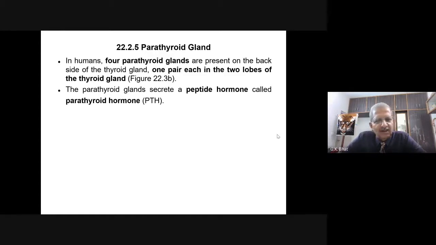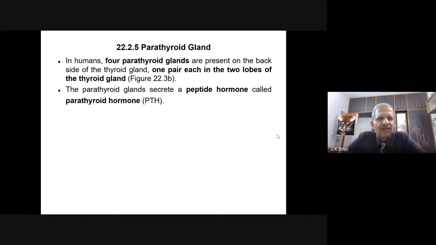In our last class, we have studied the endocrine glands with reference to pituitary, then pineal gland, and thyroid gland. Now, we shall look into parathyroid gland.